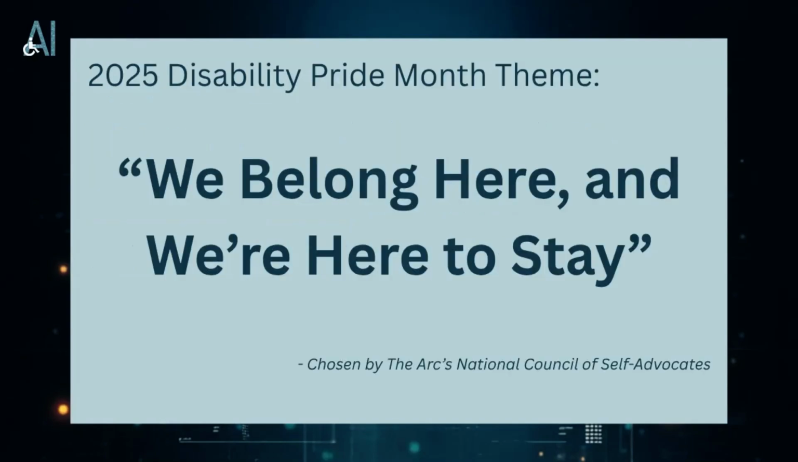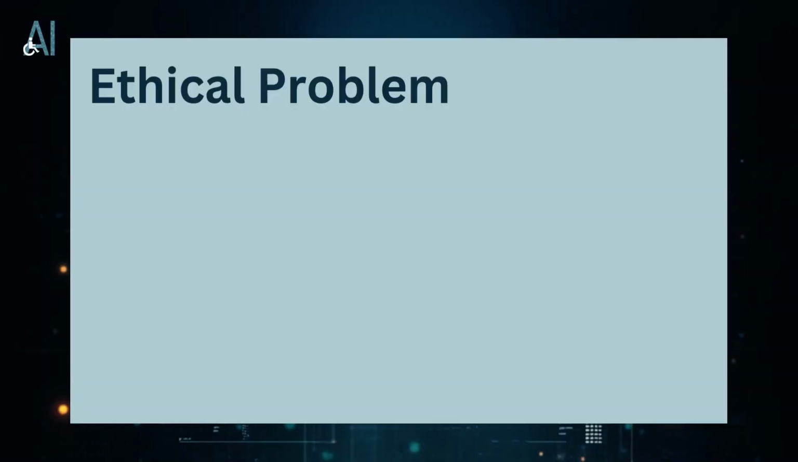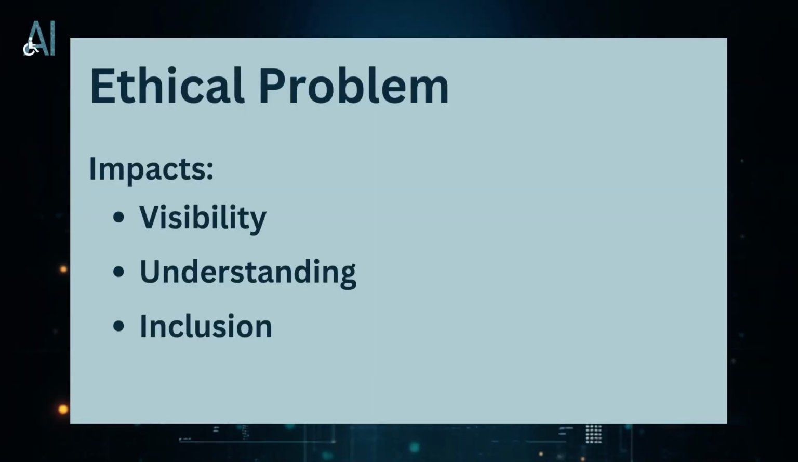For Disability Pride Month this year, the theme is "We belong here and we're here to stay." When AI generates images that misrepresent, erase, or stereotype disabled individuals, it actively undermines this message. It suggests that AI doesn't understand or value the presence of people with disabilities in the world, or at least that its understanding is severely limited. This is an ethical problem. It impacts visibility, understanding, and inclusion.